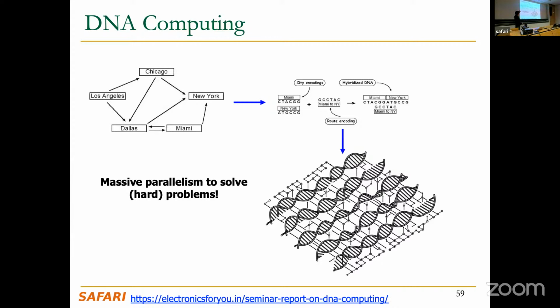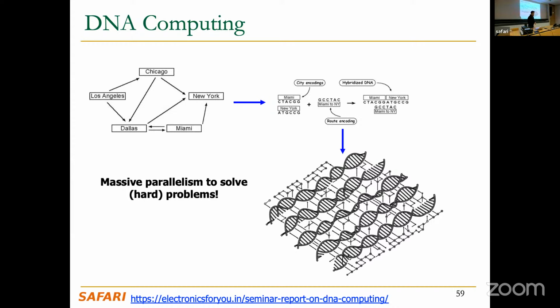And then they are letting the biology do its work, meaning the DNAs will bond only if there is a connection in the graph. This is extremely important because you have massive parallelism here, meaning you may have millions of agents working in parallel. This means that maybe they can answer really hard questions, such as the traveling salesman problem, in a very short amount of time.